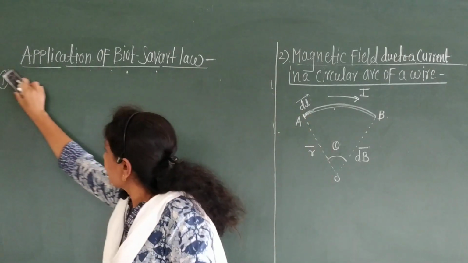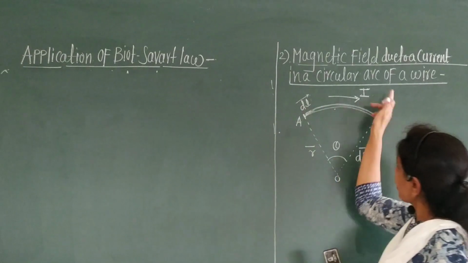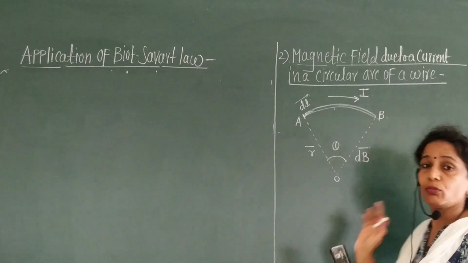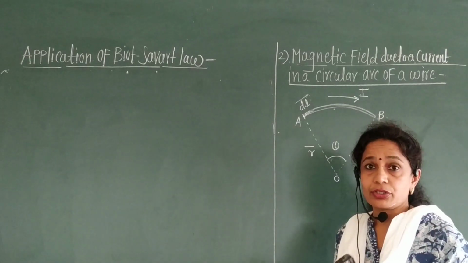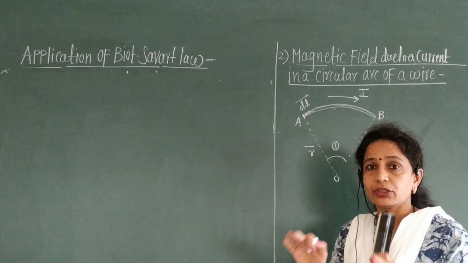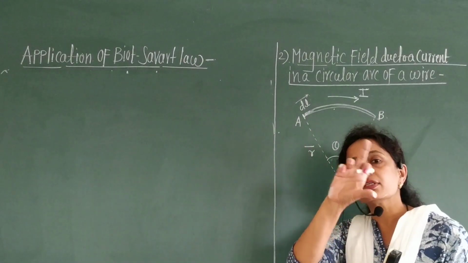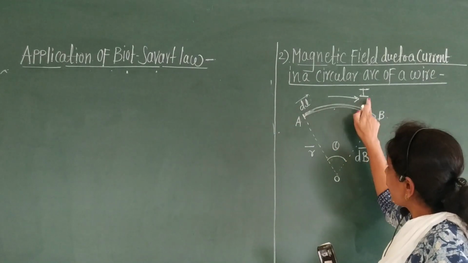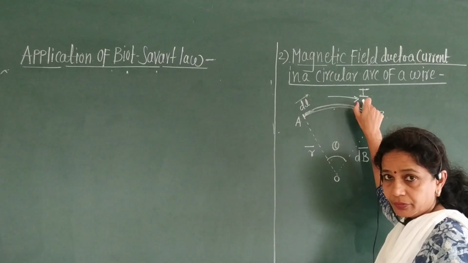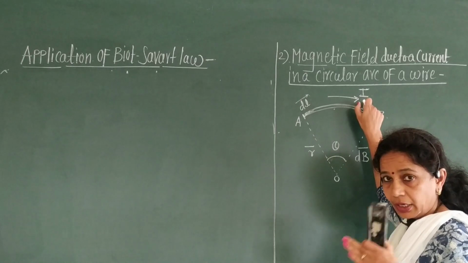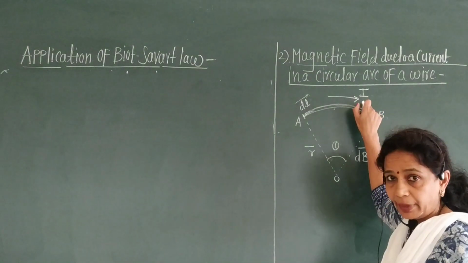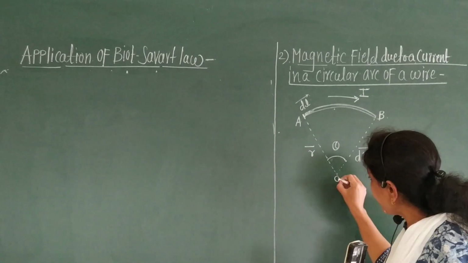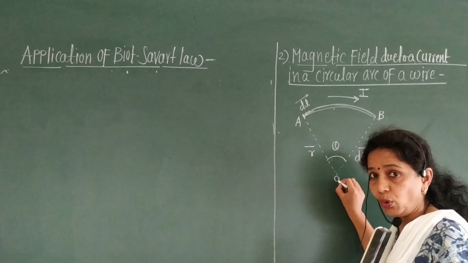due to a current in a circular arc of a wire. Circular arc of a wire. Of the circular wire, we consider only the arc AB, which carries the current I, of course. Therefore, around this there is a value of magnetic field. We have to find out the magnetic field at the center O.